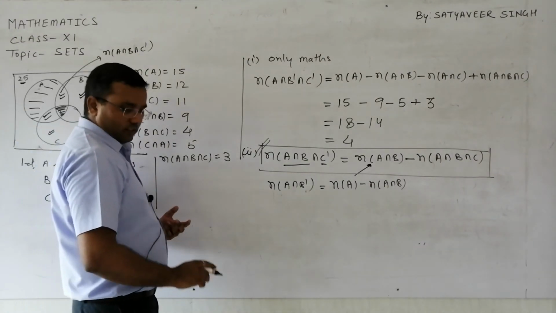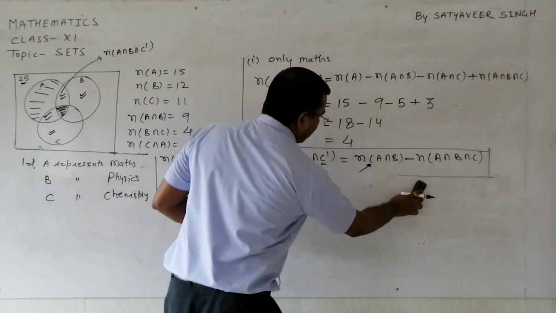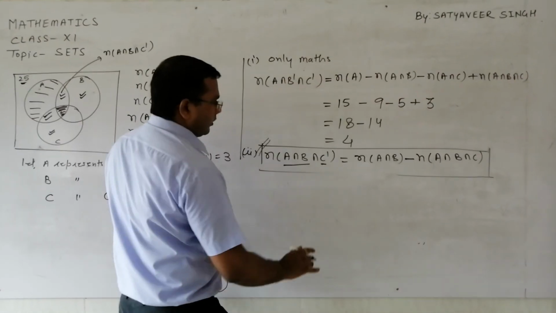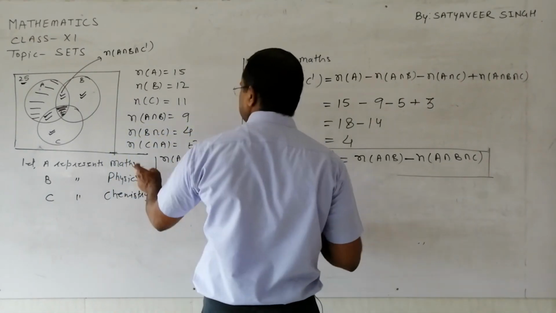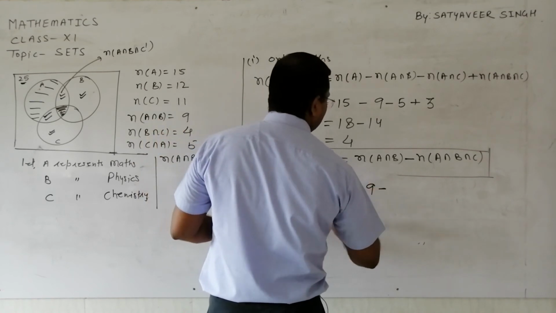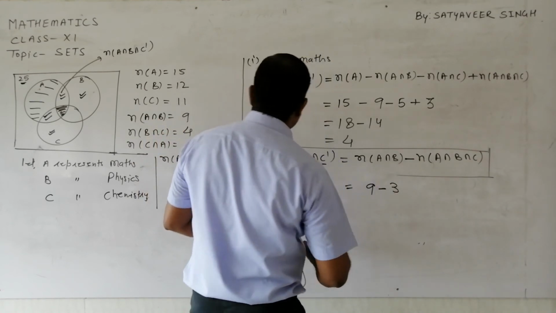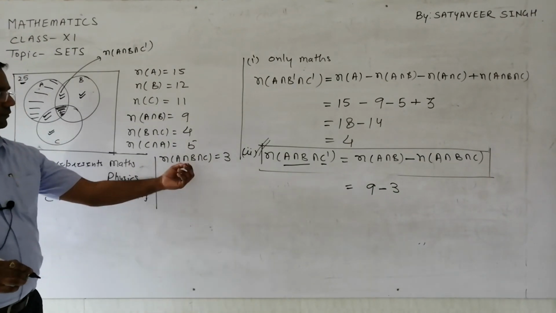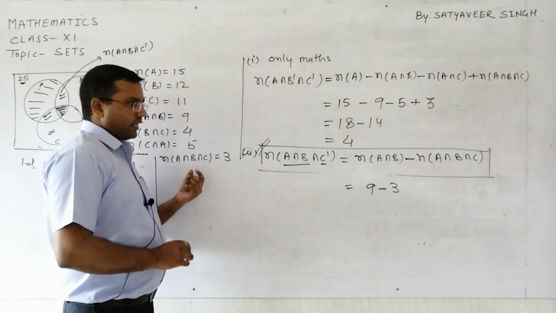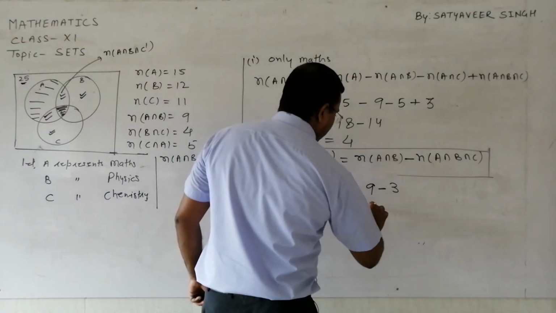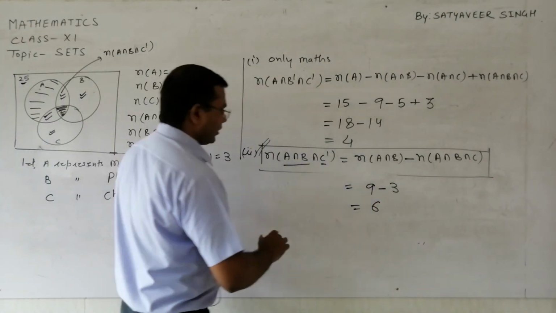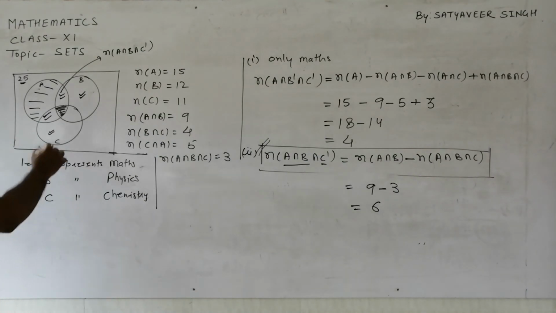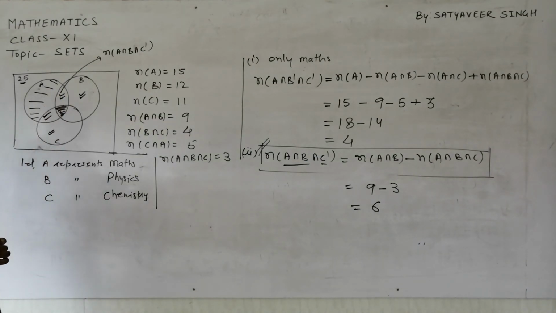So if you solve this accordingly, you can write this value. The value of A intersection B is given here as 9, and the value which is common to all three subjects is 3. So it is now 6, the number of students who like these two subjects, mathematics and physics.